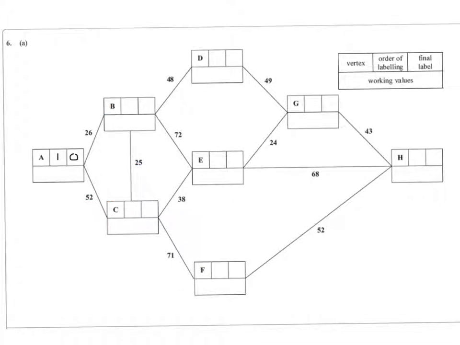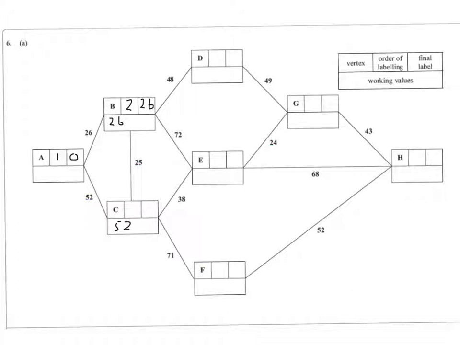So the first working value for B is going to be 26, because 0 plus 26 is 26. And the working value for C is going to be 52. Now Dijkstra's algorithm says we should now look at the working values of all vertices without final labels. Select the smallest working value. So clearly the smallest number so far, these are the working values, the numbers in these boxes at the bottom, the smallest number is 26. So we're going to label B 2 and its final label is going to be 26.